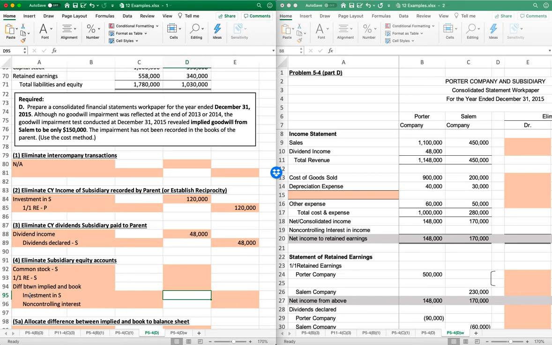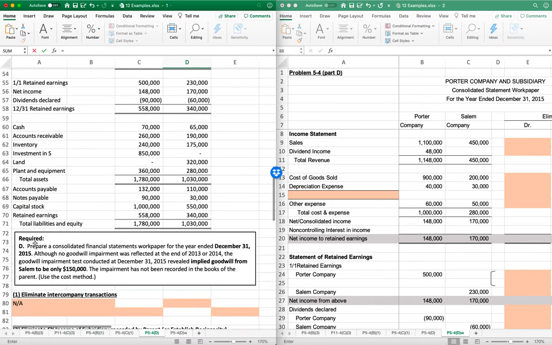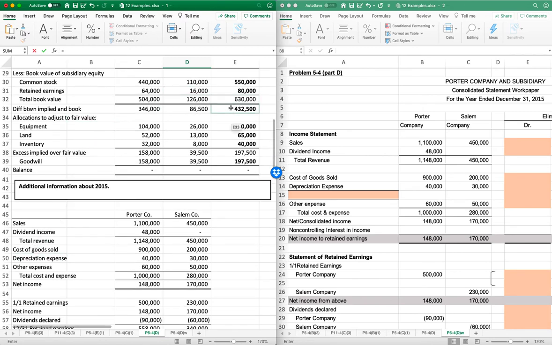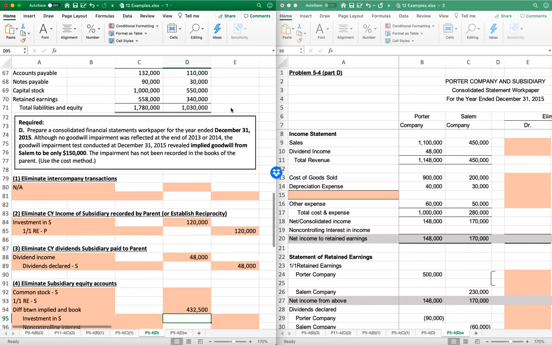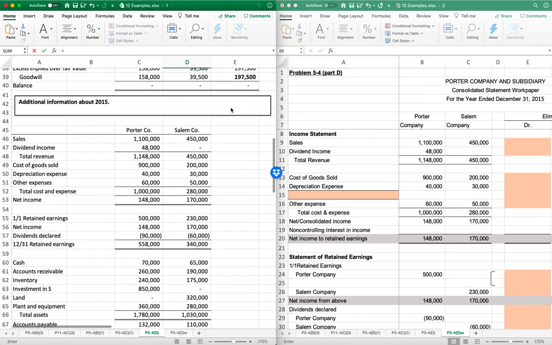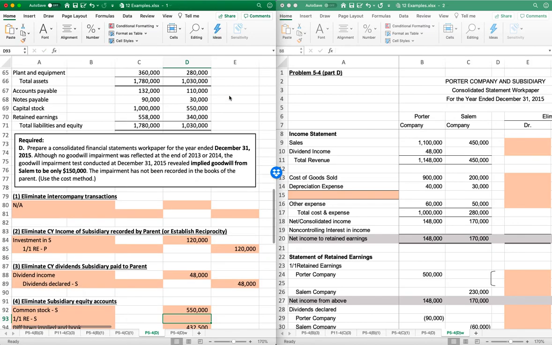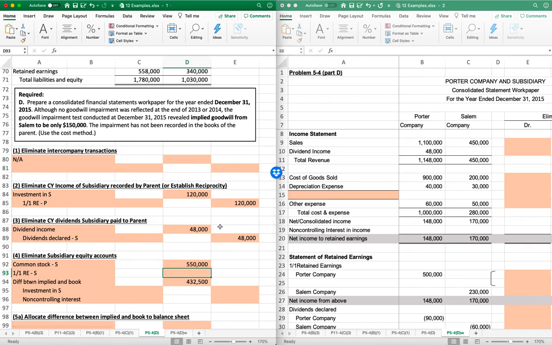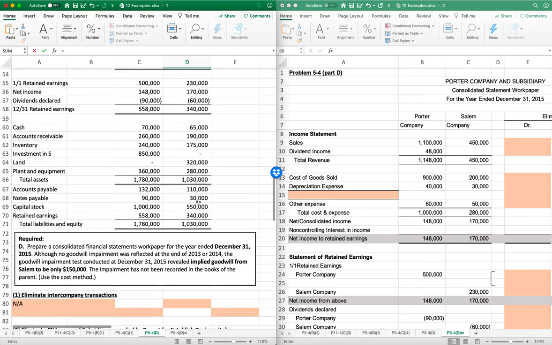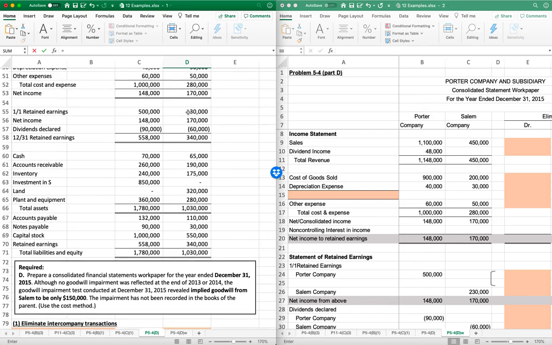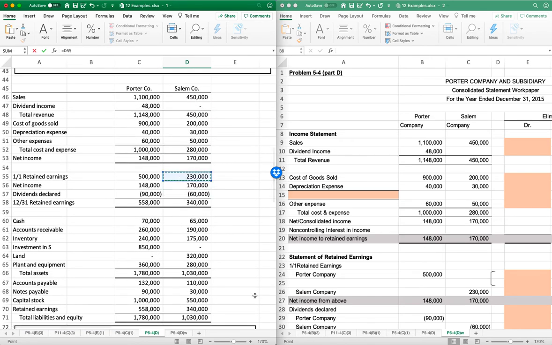Now, our difference between implied and book does not change over time. So if it was $432,500 on the date of acquisition, that's still what it is. Our common stock also doesn't change. And we know retained earnings is going to change over time. In the last couple examples, we had to calculate it ourselves, but in this case, they gave us a trial balance. So we want to eliminate whatever retained earnings of the subsidiary was at the beginning of the year. That's this number right here, so we can just pick that up. We don't have to recalculate it.